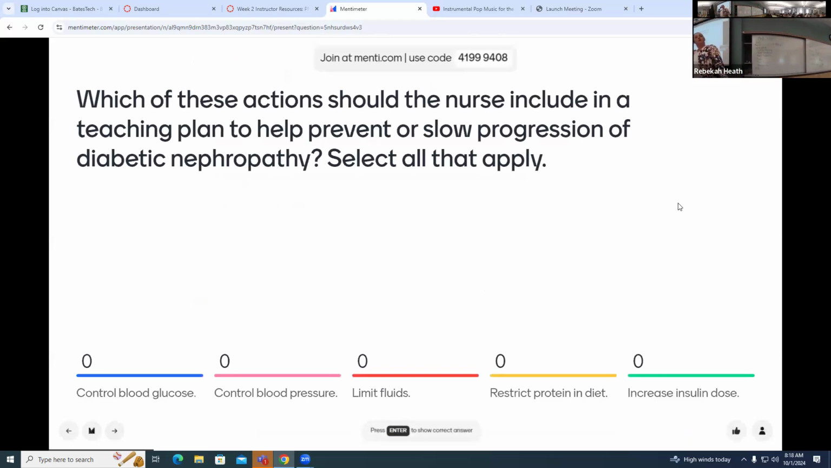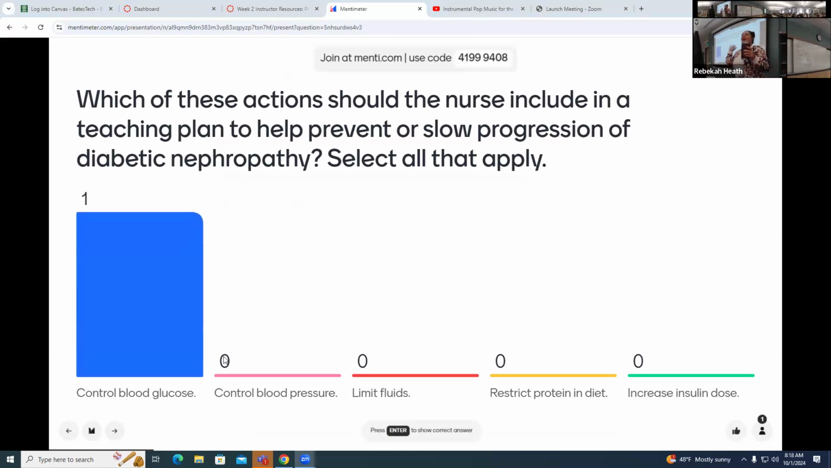All right, so first question for you. Which of these actions by the nurse should we include on our care plan to help prevent or slow the progression of diabetic nephropathy? Select all that apply. And I think I fixed it, finally.